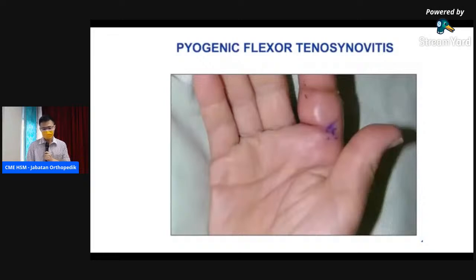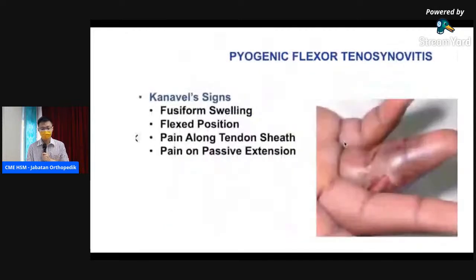The next one is pyogenic flexor tenosynovitis. This is a long name for tendon infection. So the tendon, especially the flexor tendon, is covered with a layer of synovium. Synovium is very, very vascular. The tendon needs the synovium for blood supply. Bacteria also like it very much, so they will spread along the synovium very, very fast if they get into the synovium and get infected there.